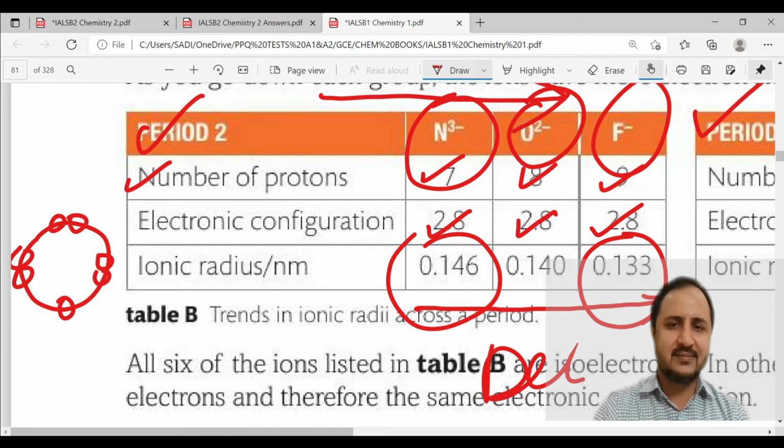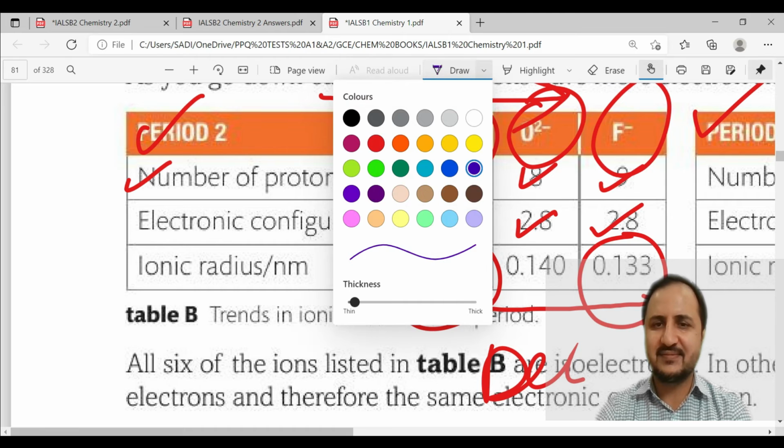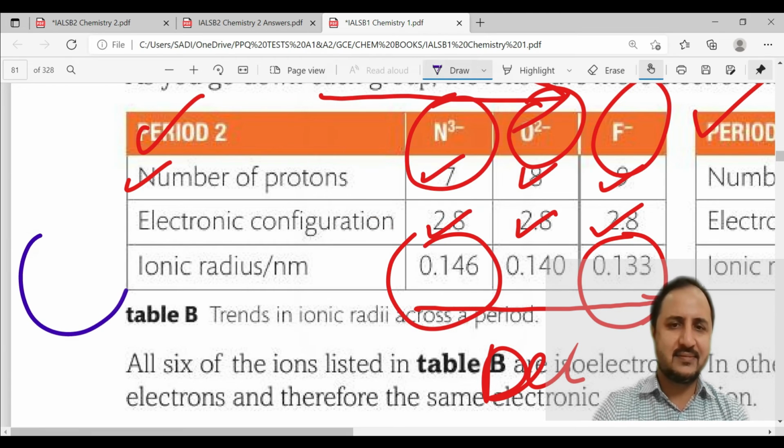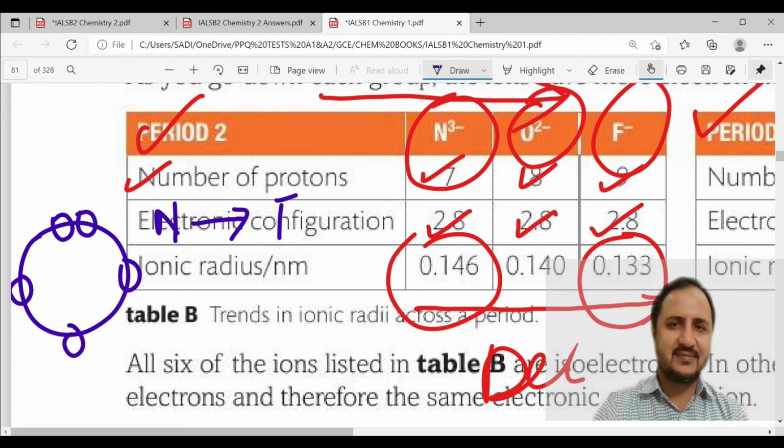So I need to remove these electrons and draw it once again for you. Let me change the color also. 1, 2, 3, 4 and 5. These are the electrons in nitrogen. I'm moving from nitrogen to fluorine.